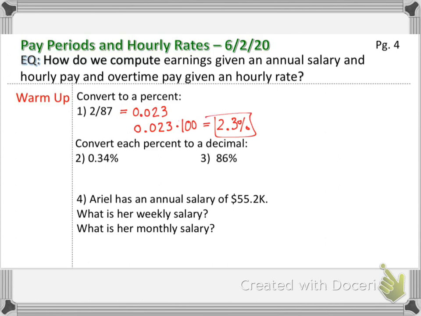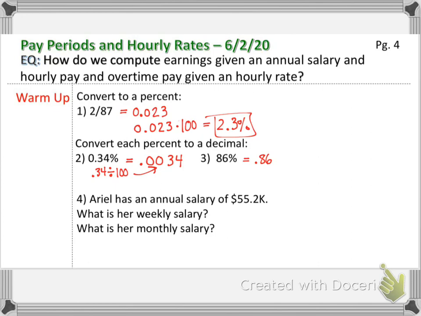Convert each to a decimal. Okay, so the first one would be 0.0034. Again, you can take 0.34 and divide it by 100. Okay, and that would give you that. Okay, and then 86% would be 0.86 as a decimal.